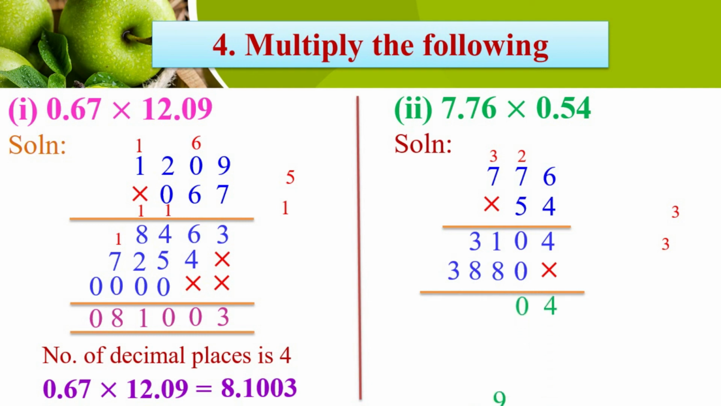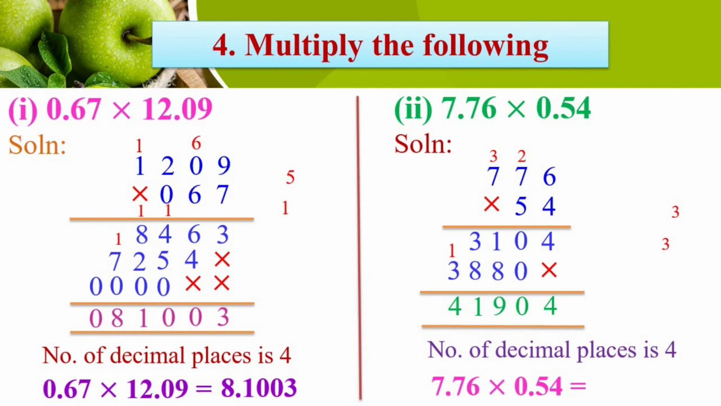Now add the values. 4. 0. 8 plus 1, 9. 8 plus 3, 11. Remaining 1. 3 plus 1, 4. Now count the decimal places. The number of decimal places is 4. 7.76 multiplied by 0.54. Now we have to follow right to left. Place the decimal point, 4 places. So we get 4.1904.